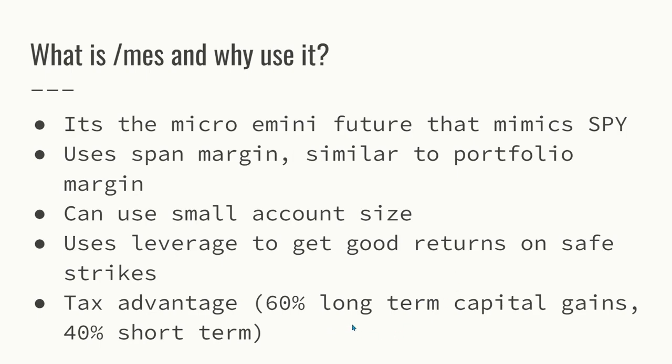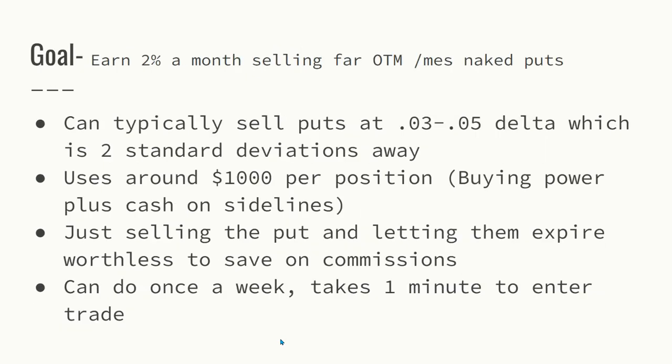For futures contracts, you get 60% long-term capital gains, 40% short-term. Definitely consult your CPA for any tax advice. So the main goal in this strategy is to earn at least 2% selling far out of the money MES naked put options. Now, typically you want to sell puts around 0.03 to 0.05 delta. It's very close to two standard deviations away. So very high likelihood of success here.